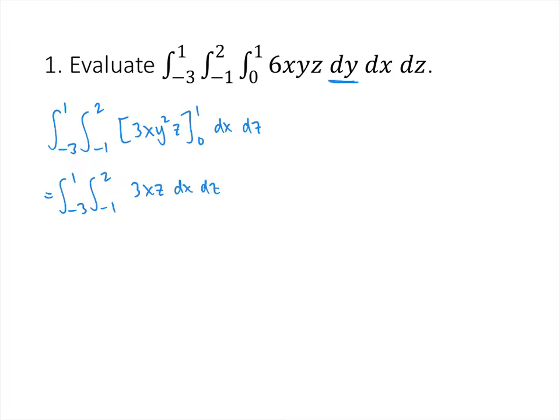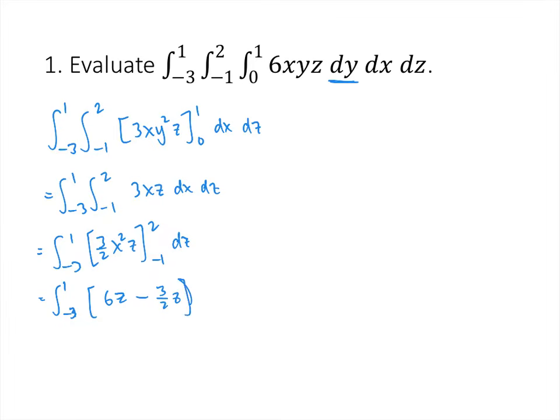Now we integrate with respect to x. That's going to give us 3/2 x squared z. And now we need to plug in -1 and 2 and subtract. When we plug in 2, we get 6, so 6z. And when we plug in -1, we get 1 for x squared, so that's 3/2 z. 6 minus 3/2 is 9/2.